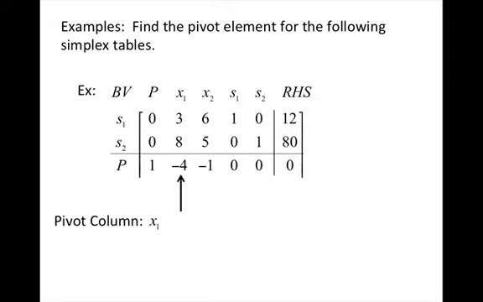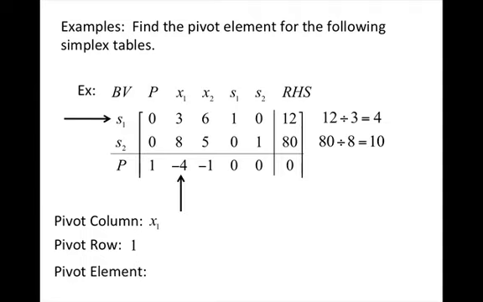Now I'm going to divide my right-hand side by the x sub 1 elements to find my pivot row. So 12 divided by 3 is 4. 80 divided by 8 is 10. You find the smallest quotient that's not negative. So this time it was the 4. So that means row 1 is my pivot row.